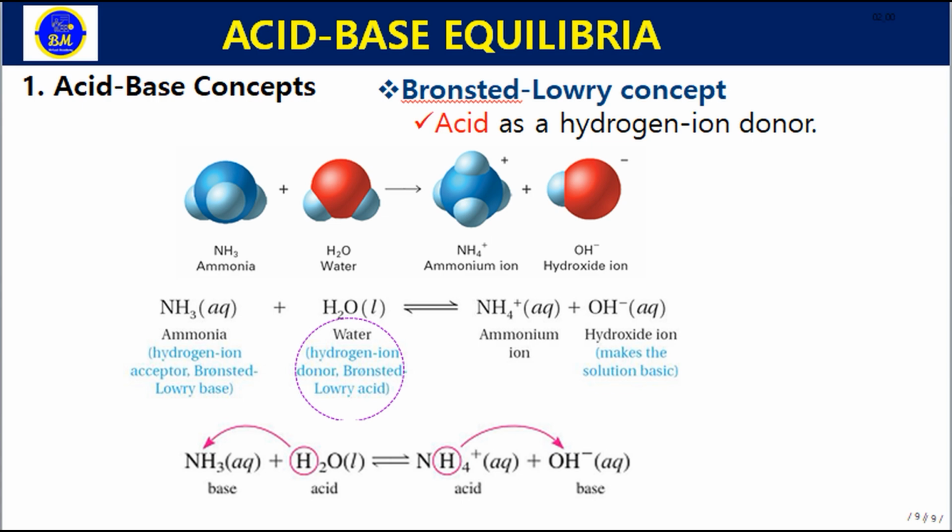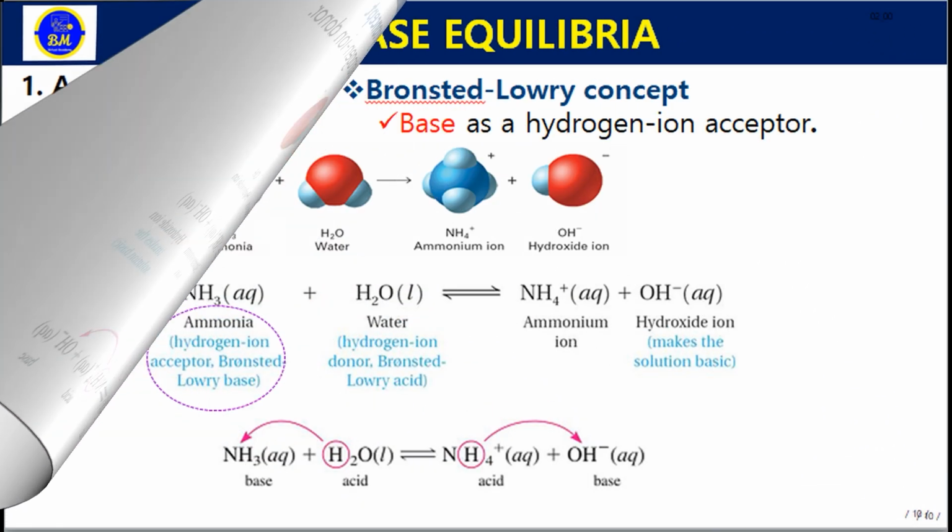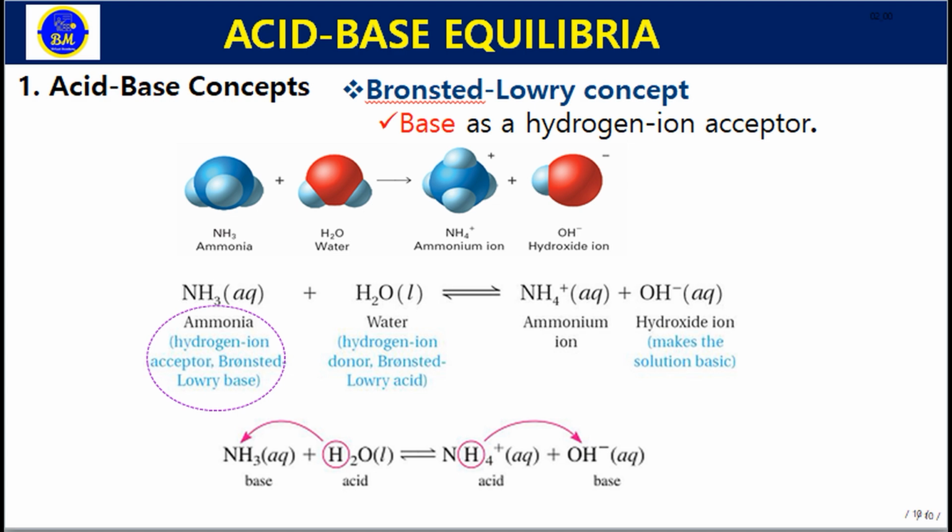As you can see here, there is water here. According to the Bronsted-Lowry concept, acid is a hydrogen donor. So for whom is this hydrogen ion going to be donated? For the base. This is the concept of Bronsted-Lowry. The second concept is base. How can we define base based on the Bronsted-Lowry concept? As you can see here, ammonia is a good example of base. So base is a hydrogen ion acceptor.